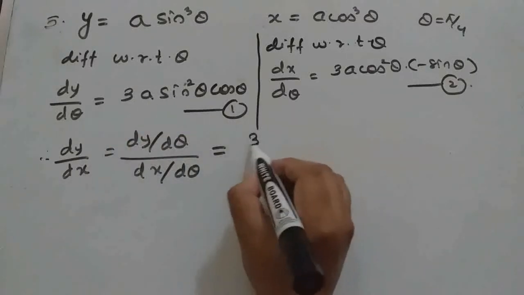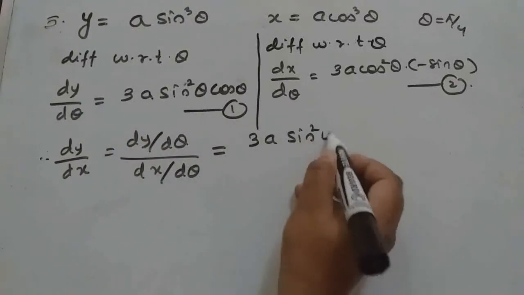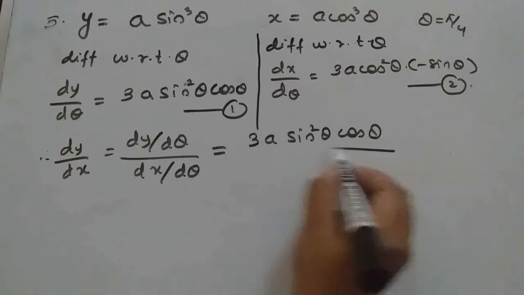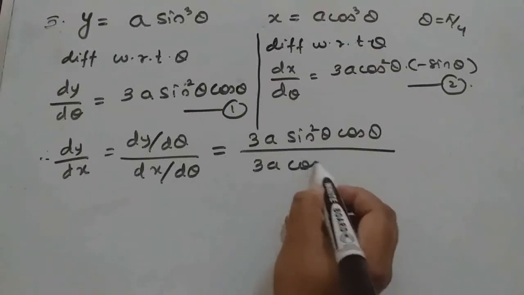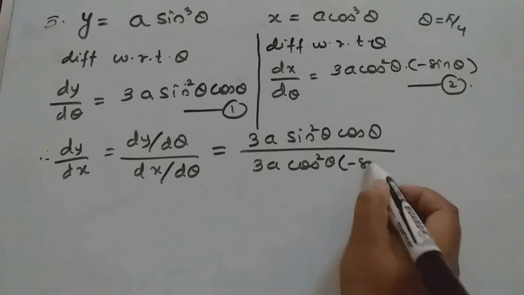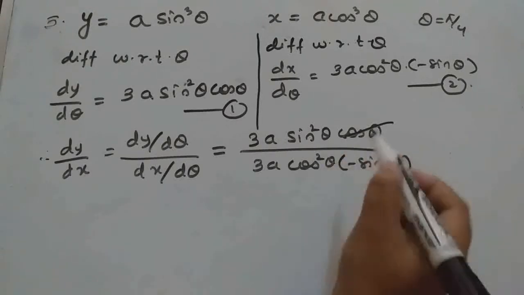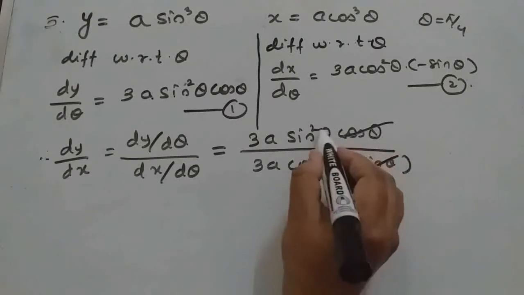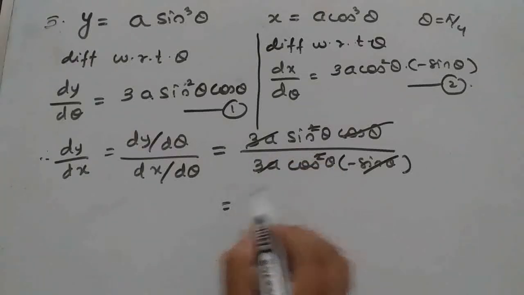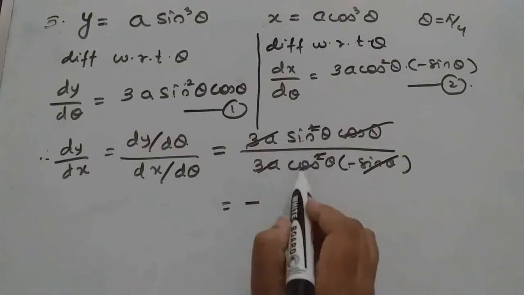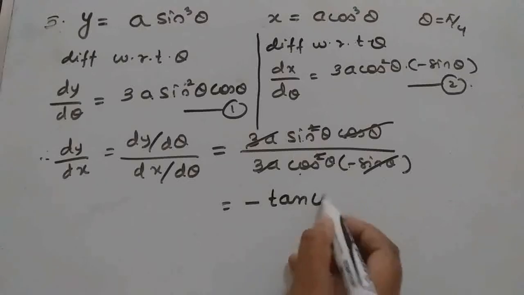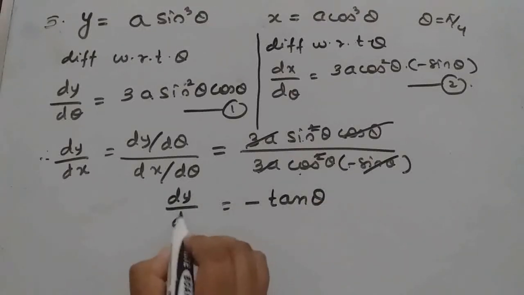So dy by d theta means 3a sine square theta cos theta divided by 3a cos square theta and minus sine theta. So see, one cos will go, one sine will go, and 3a will go. So minus is there, and sine by cos means tan theta. Okay, so this is dy by dx.